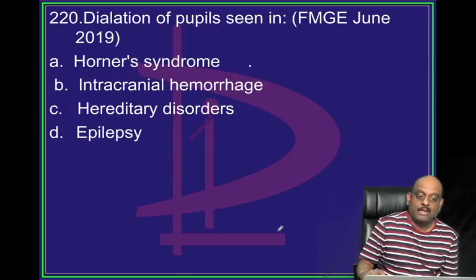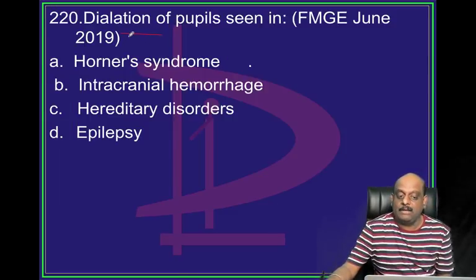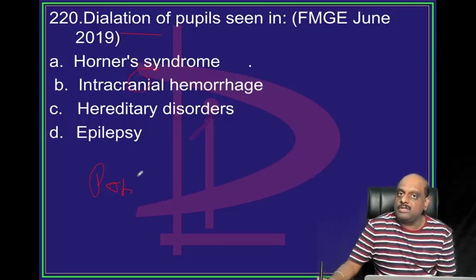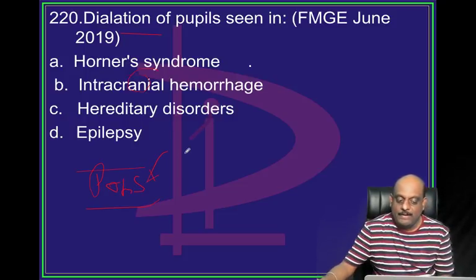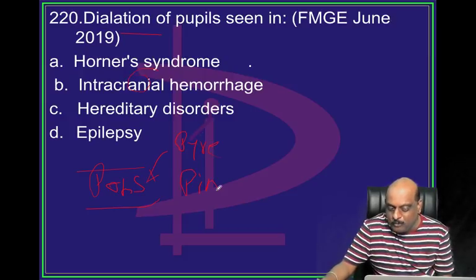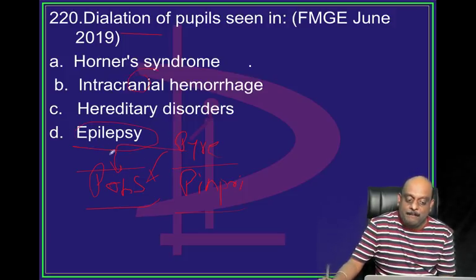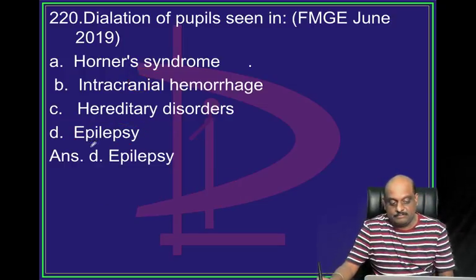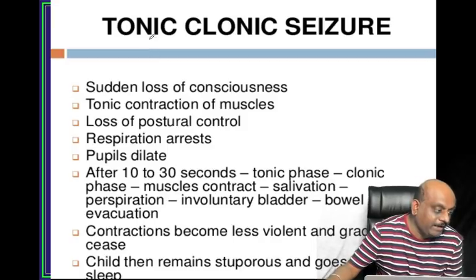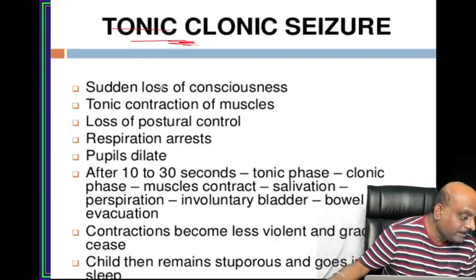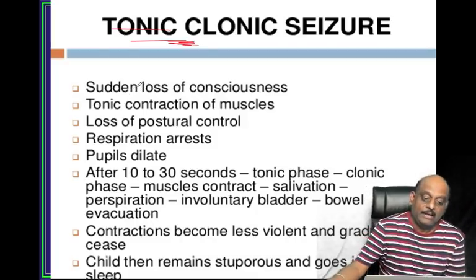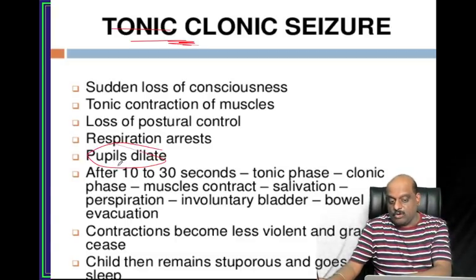Right, doctor? Now, where do you see dilated pupil? Horner syndrome is miosis, intracranial hemorrhage. Typically, pons. When the pontine hemorrhage is there, what do you get? Pyrexia, pinpoint pupils is pontine hemorrhage. In epilepsy you get dilated pupil. That's what you need to remember. So typically whenever tonic clonic seizure is there. Very good. Indira rightly reminds us. Now it is an elimination program, not a control program. So doctor, pupils are dilated in tonic-clonic seizures.